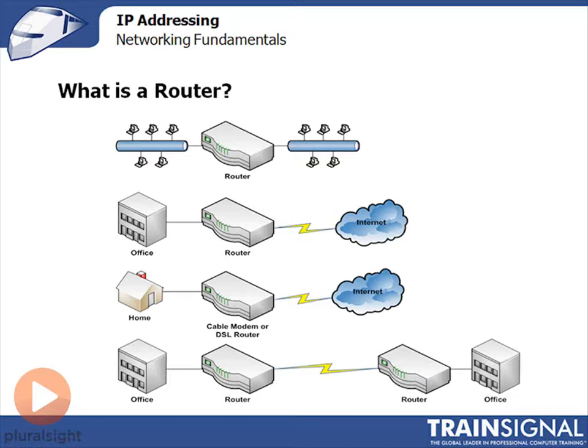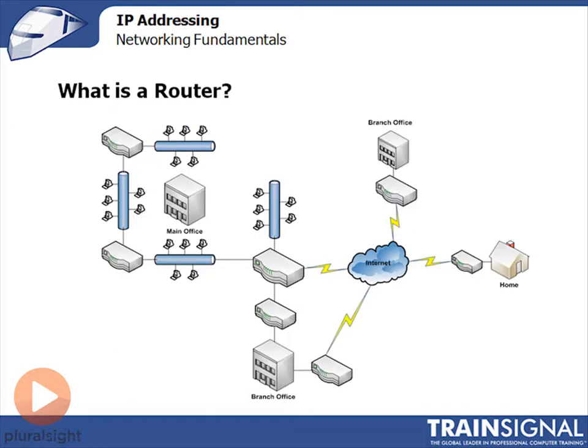Or you can even have a situation where you have an office connected to a router, which then talks to another router, which connects to another office. So in a WAN environment, where maybe the two offices are spread out into different locations, they can talk to one another by having these routers that can get them from one office network to the other.